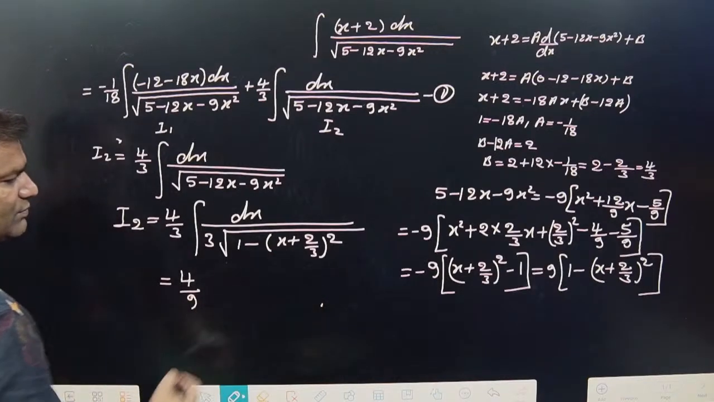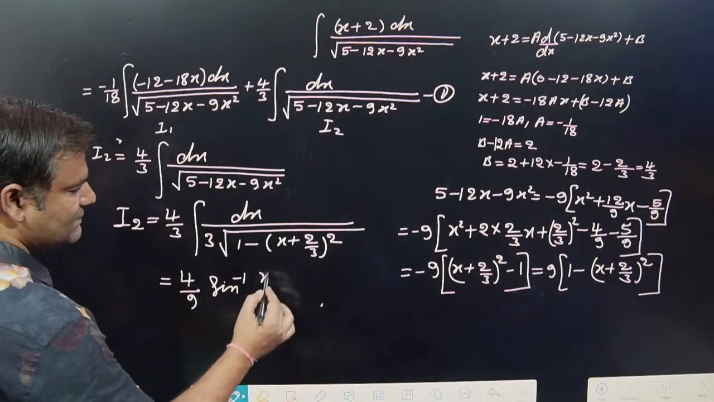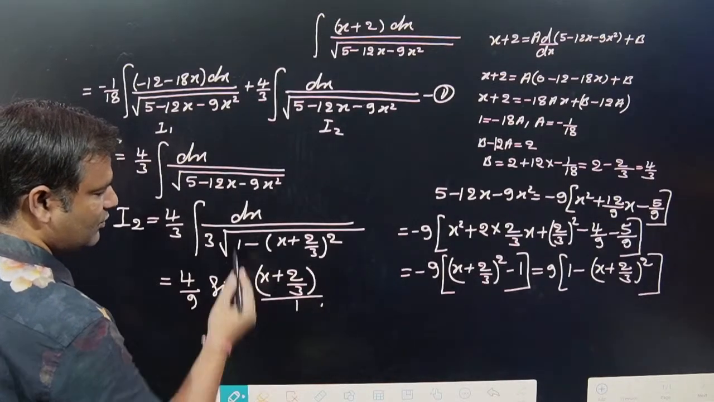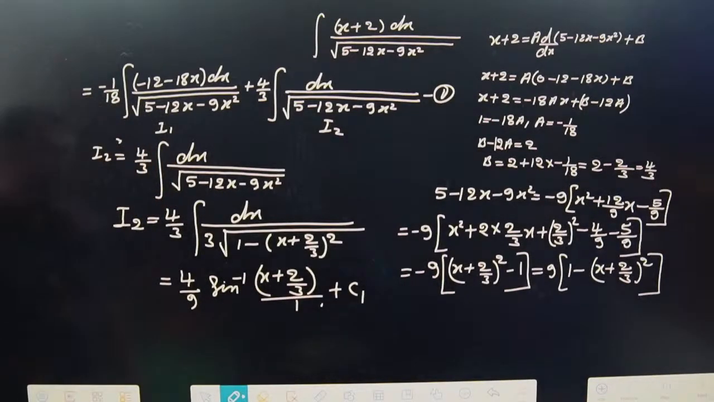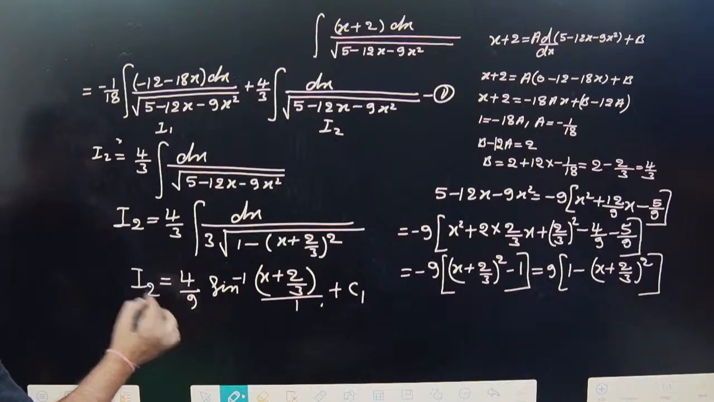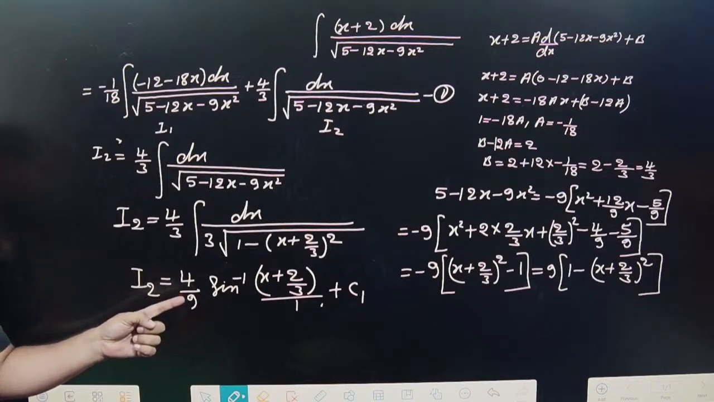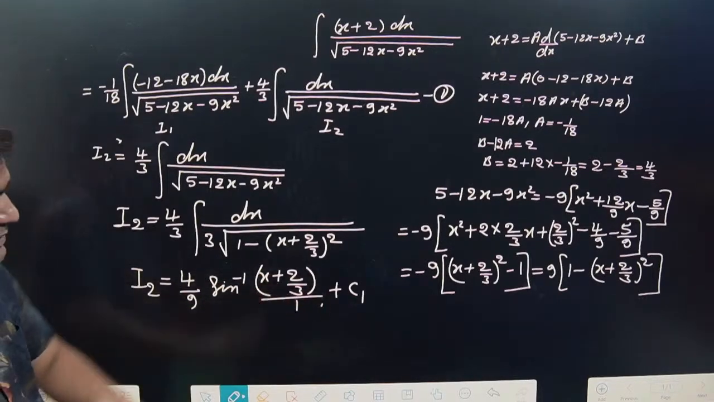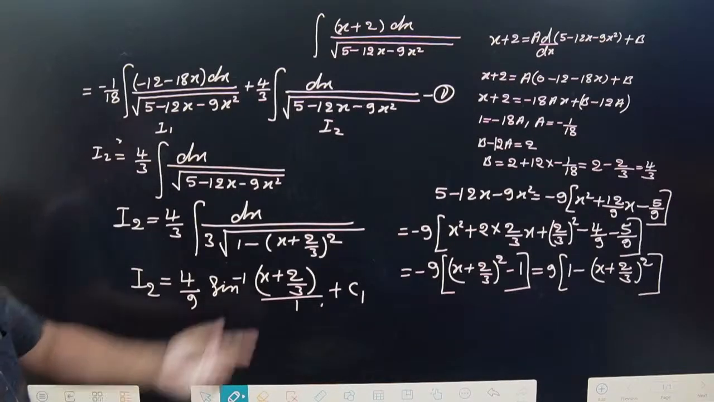And what about that value? Basically that is sine inverse of x plus 2 by 3 divided by 1, plus constant C1. I hope that is clear. So that is I2. I2 is 4 by 9 into sine inverse of x plus 2 by 3 divided by 1, plus C1. Now we have got I2.